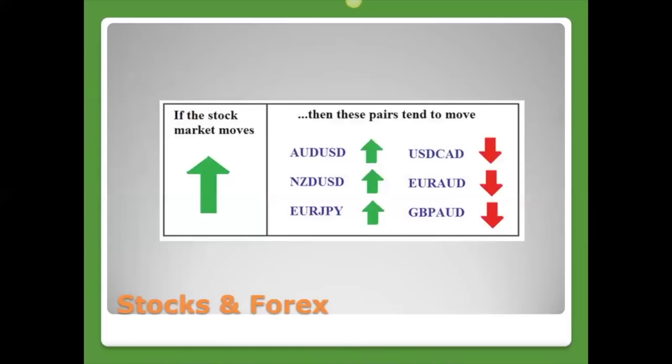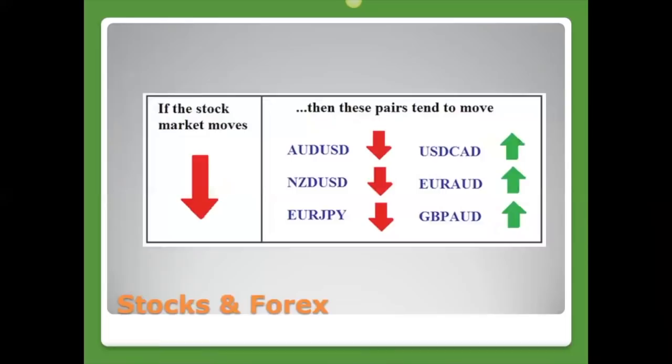And euro is also a risk currency. So when investors are taking risk, then euro and pound will tend to go up. And we see that when the stock market is going up, things like dollar CAD will drop, and euro Aussie and pound Aussie are likely to drop, because Aussie and New Zealand will tend to do well when the stock market is going up.